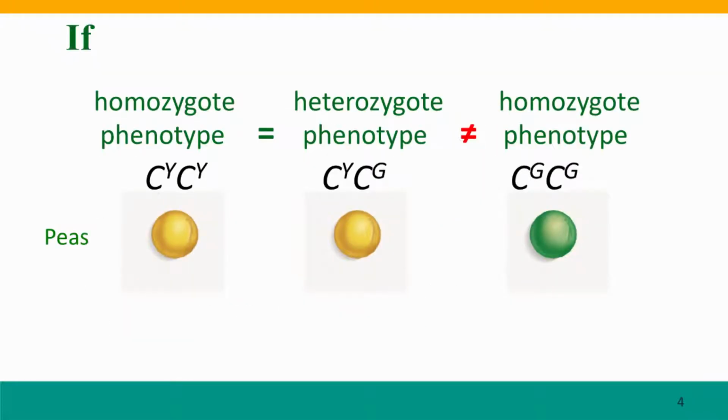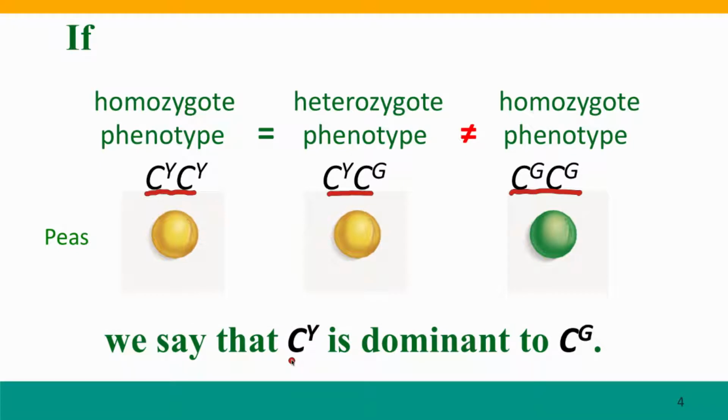So here's a simple example. These are peas, such as the ones Mendel worked with. So if the homozygote phenotype for the C^Y allele is the same as the heterozygote phenotype for C^Y C^G, but different than the homozygote phenotype of an individual homozygous for the C^G allele, G for green, Y for yellow, then we say that the Y allele is dominant to the green, the G allele.